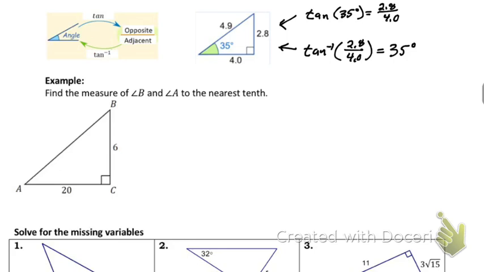In this case, we're supposed to find the measure of angle B and A to the nearest tenth. If I just use regular tangent of angle A, tangent of angle A is going to equal 6 over 20. That's not going to be useful because you can't type in tangent A equals 6 over 20 in your calculator. I'm missing an angle, and missing an angle tells you to use the inverse. So let's rewrite this as tan inverse of 6 over 20 equals angle A.